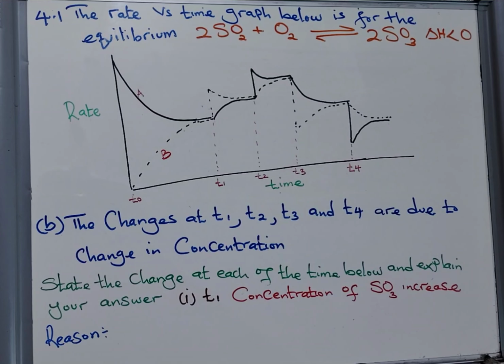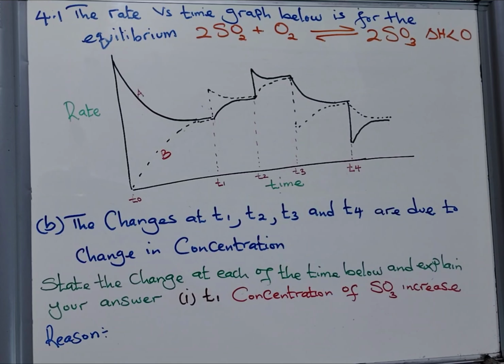And what's the reason for choosing that? The reasons are two. One, the rate increased. Okay, and two, reverse reaction is favored. So that is that.